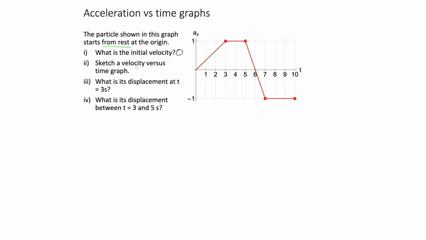We're then asked to sketch a velocity versus time graph. So let's do that here. Here's velocity, here's time, and we've got 1.